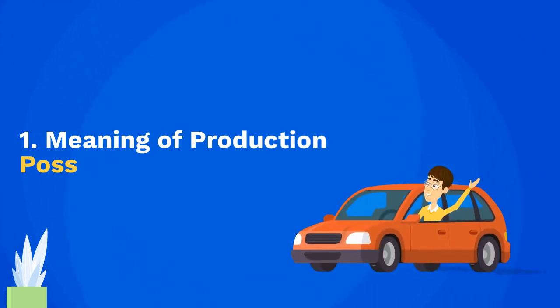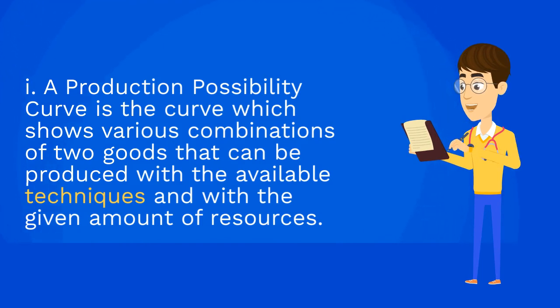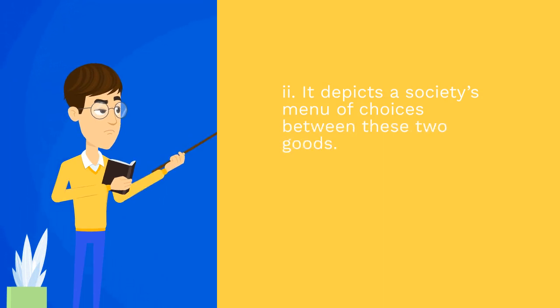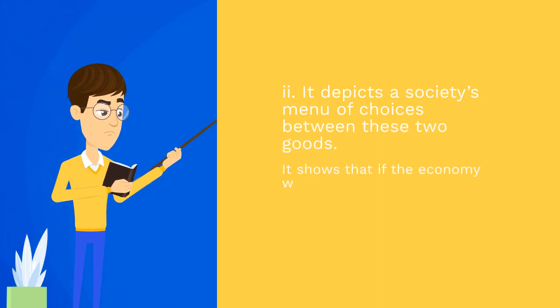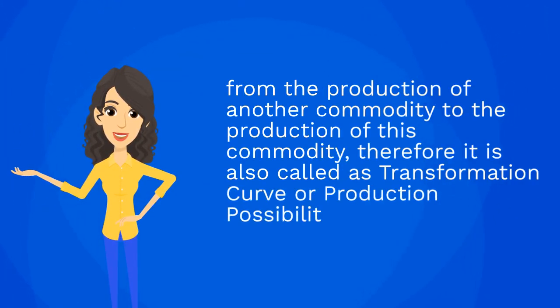1. Meaning of production possibility curve. A production possibility curve is the curve which shows various combinations of two goods that can be produced with the available techniques and with a given amount of resources. It depicts a society's menu of choices between these two goods. It shows that if the economy wants to produce more of one commodity, it will have to transfer or divert resources from the production of another commodity to the production of this commodity. Therefore, it is also called as transformation curve or production possibility frontier, PPF.